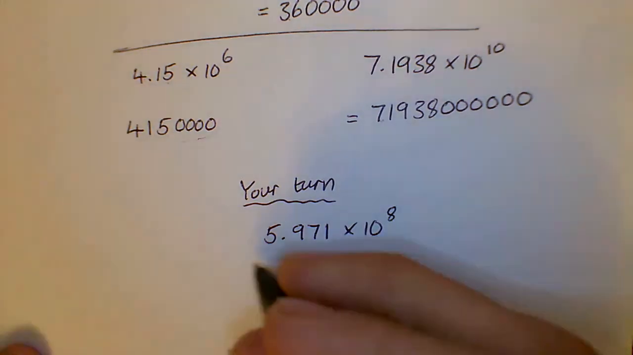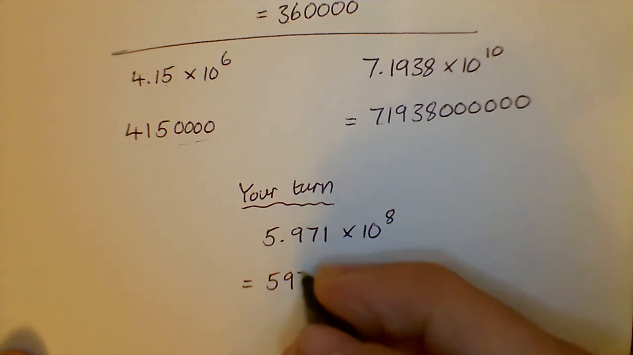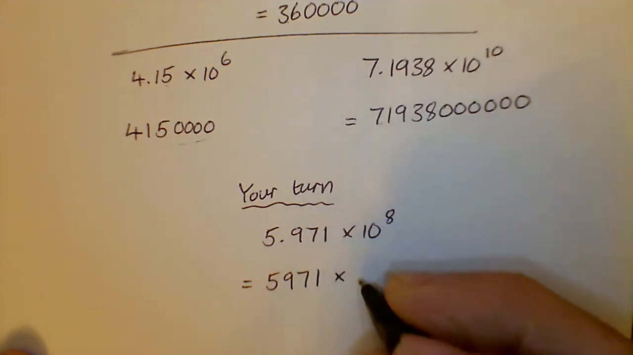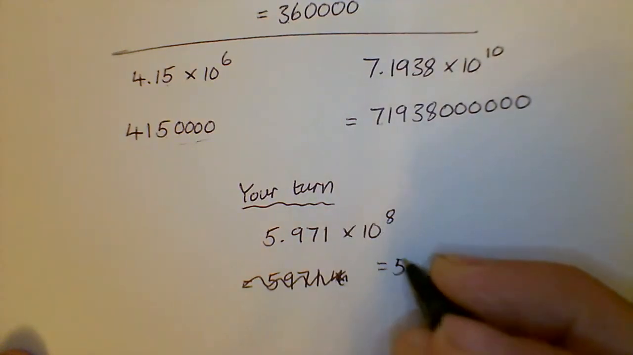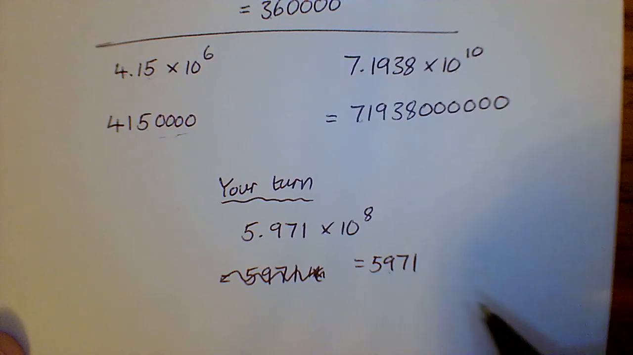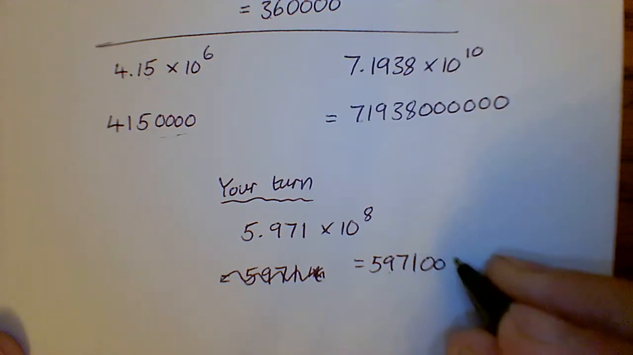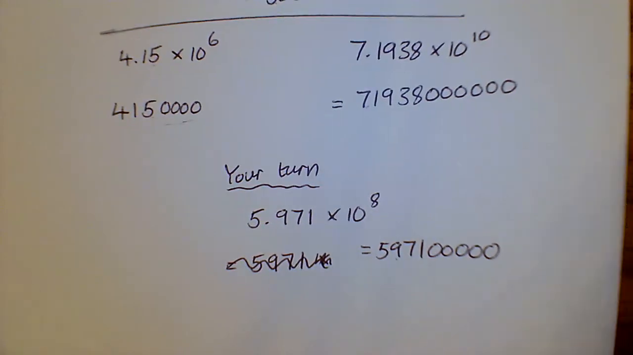Okay, so here is the answer. Well, we need the 5, the 9, the 7, the 1. Oh, sorry, I wrote the wrong thing. We need the 5, the 9, the 7, the 1. We need 8 digits after the 5. So far we've got 9, 7, 1. So 3 digits, 4, 5, 6, 7, 8. So you should have 5 zeros on the end.